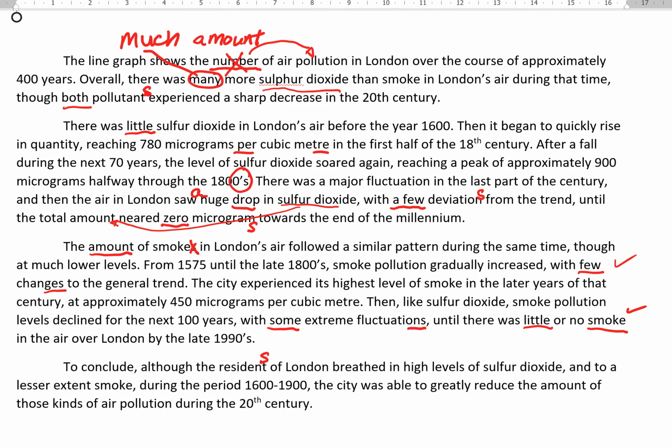The city was able to greatly reduce the amount. That's right, because we're talking about non-count things, sulfur dioxide and smoke. The amount of those kinds, yeah, okay, that's kind is count, so those kinds, plural, fine, of air pollution, non-count, during the 20th century. Yeah, okay, so there we are.